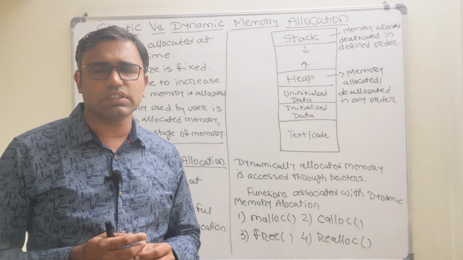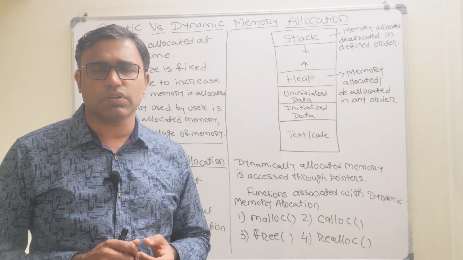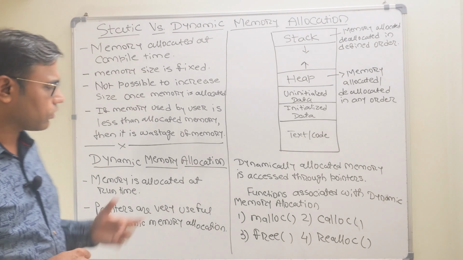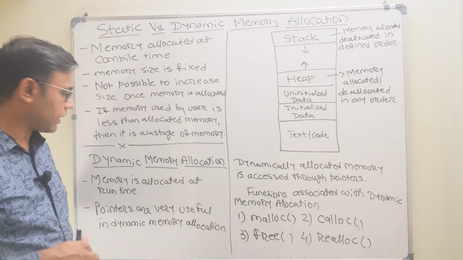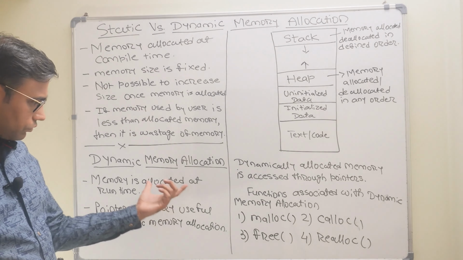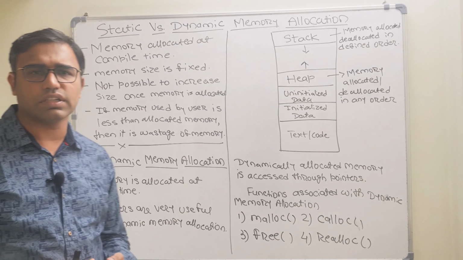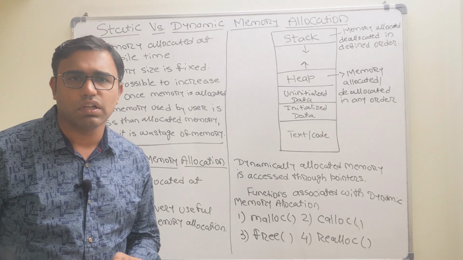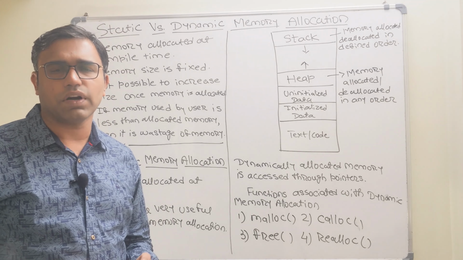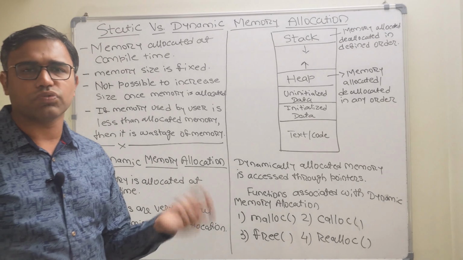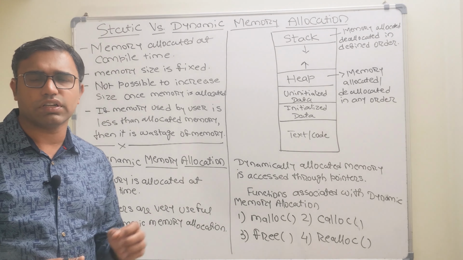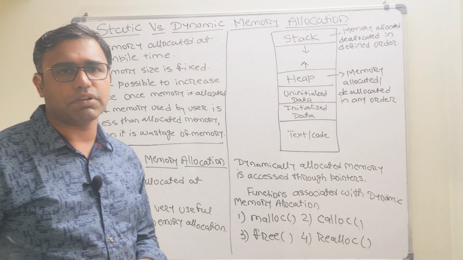So to overcome this scenario, there is dynamic memory allocation. In dynamic memory allocation, memory is allocated at runtime, not at compile time, and so we can increase the size of the memory if it is required. But if we want to use dynamic memory allocation, we have to use pointers in C language. Through pointers, it is possible to use dynamic memory allocation.